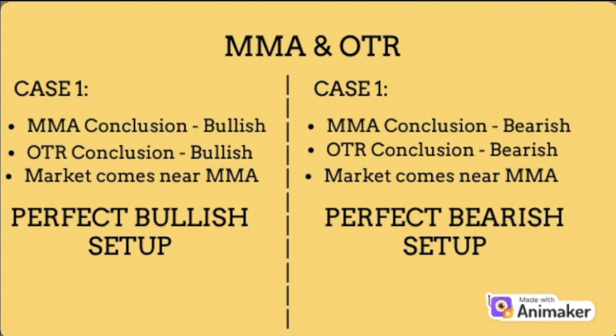Same for bearish: the index is below the MMA and shows a bearish conclusion, and OTR is showing a bearish conclusion, CBA. Then it's a perfect bearish setup. You can certainly buy a put option, or make a bearish trade, right?